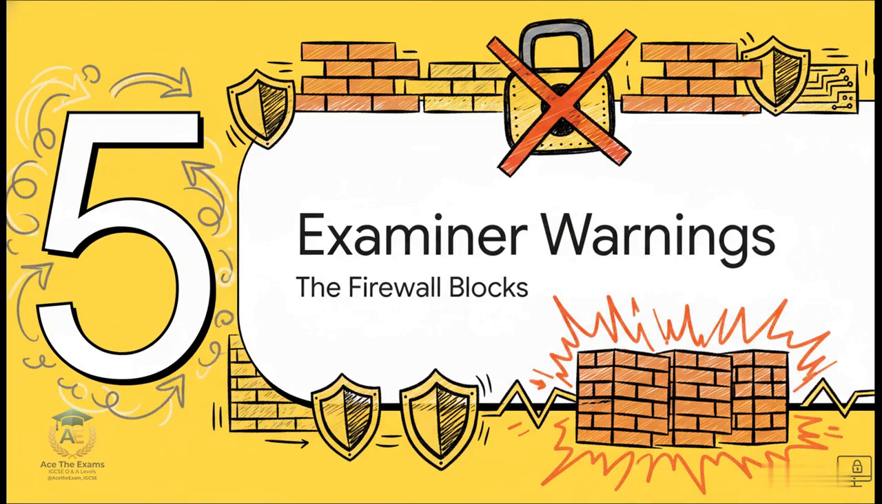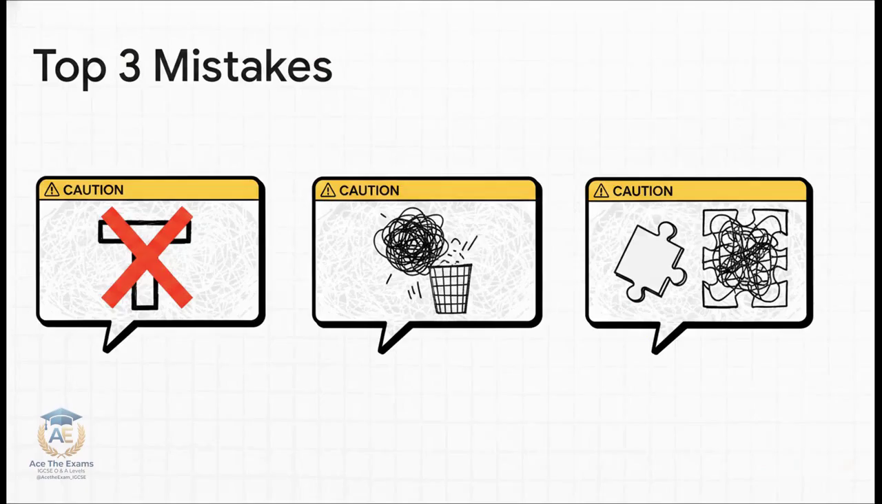Section 5. Examiner's Security Warnings. The Firewall Blocks. Pay attention, because here are the top 3 fatal syntax errors where students leak easy marks straight from official examiner data. Number 1, forgetting to include proper format. Seriously, if the system asks for a journal entry, do not give it a T account. Number 2, forgetting to check presentation. Messy code gets rejected, simple as that.